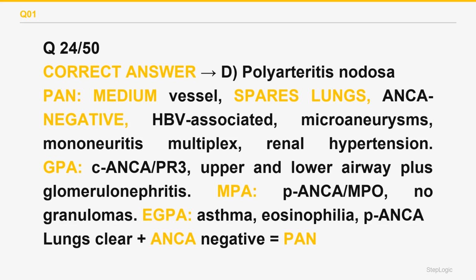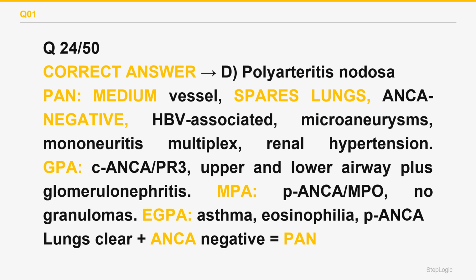The correct answer is D. The lung is the single most efficient discriminator in this group. Granulomatosis with polyangiitis produces the triad of upper airway disease, lung nodules or cavities, and glomerulonephritis with C-ANCA against proteinase 3. Microscopic polyangiitis gives pulmonary renal disease with P-ANCA against myeloperoxidase, but no granulomas.